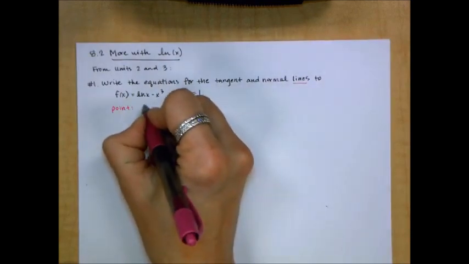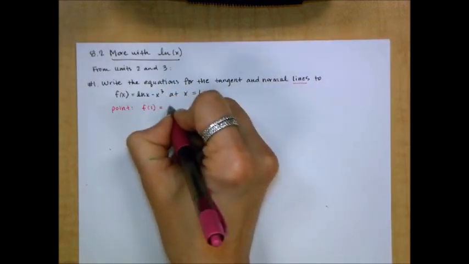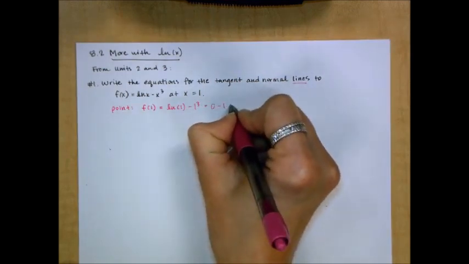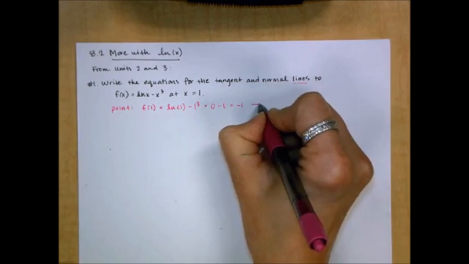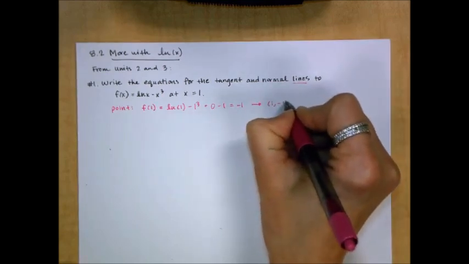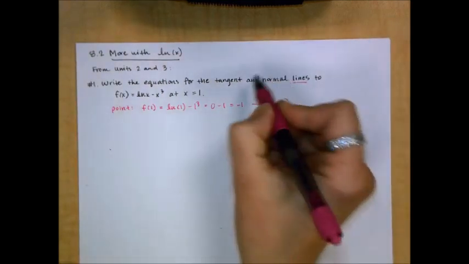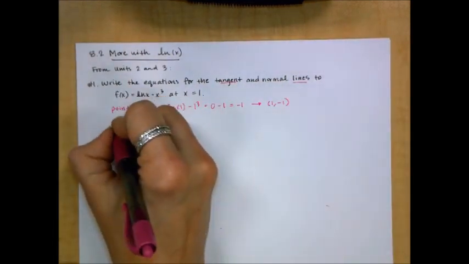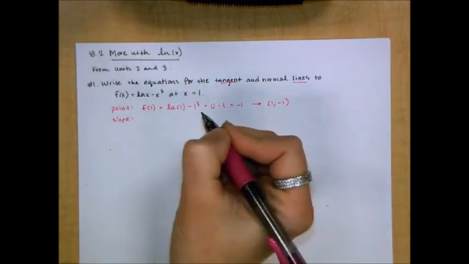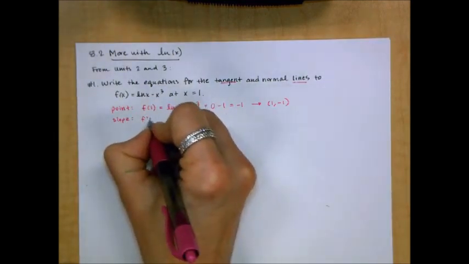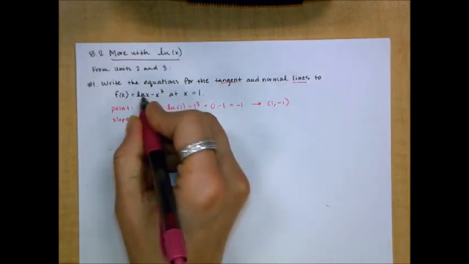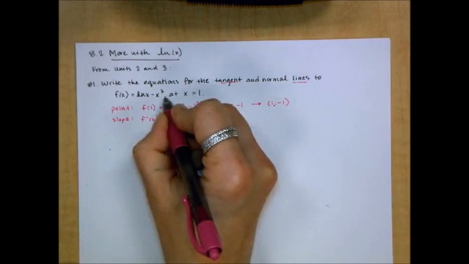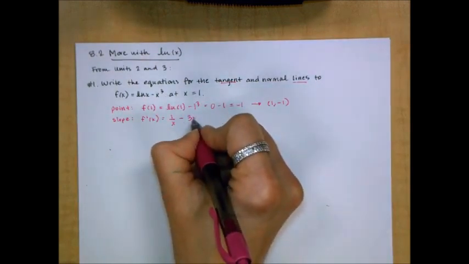So f of 1. Natural log 1 minus 1 cubed, 0 minus 1 is negative 1. So my coordinate pair, (1, -1). Because we're looking at the tangent line, the slope of the tangent line is our derivative. So we'll start with the derivative of f. So the derivative of natural log x, 1 over x, minus the derivative of x cubed, 3x squared.